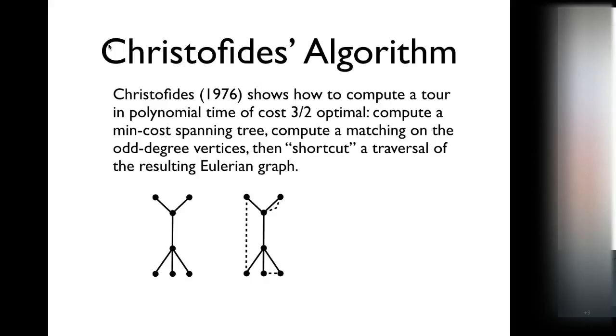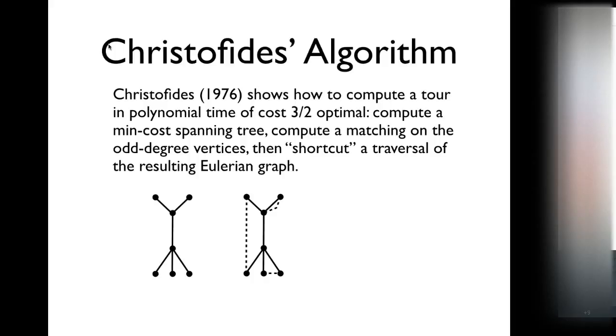Then once I've added those edges to the graph, I have what's called an Eulerian graph. It's connected and all vertices have even degree. So I can do something that's called taking an Eulerian traversal of the edges. I can visit every edge exactly once and come back to where I started. Now what of course we want is something that visits every vertex exactly once and comes back to where we started.